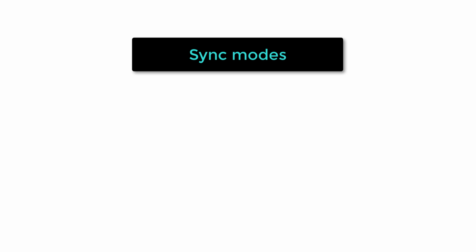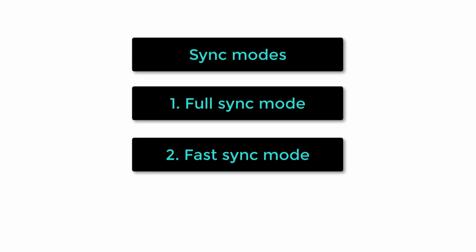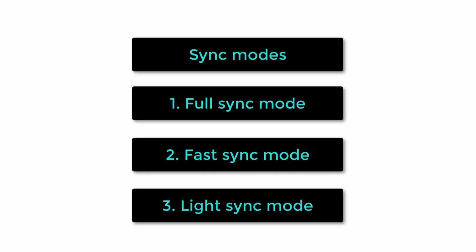Geth has three sync modes. The full sync mode, which will download the entire blockchain. The fast sync mode will also download the entire blockchain, but using a snapshot from another peer. And the light sync mode will start a bare minimum node with only the current state and without the historical state. The most powerful and trustless option is full sync, but it requires a lot of resources on your laptop. For this tutorial, we will keep it simple and use the light sync mode.